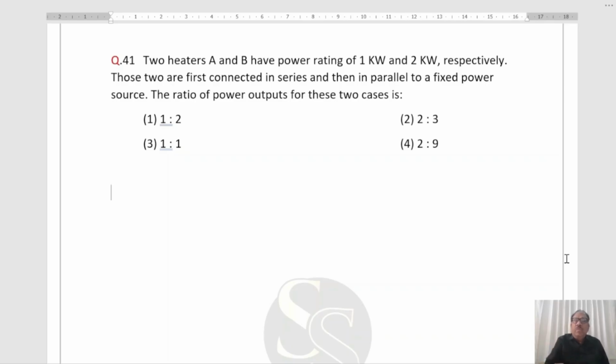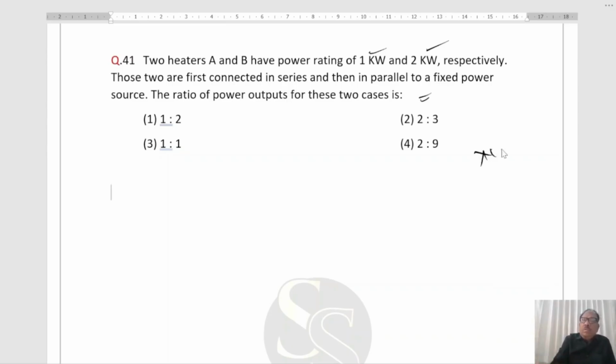Two heaters A and B have power ratings of 1 kilowatt and 2 kilowatt respectively. These two are first connected in series, then in parallel to a fixed power source. The ratio of power output for these two cases is, we have to find the correct answer, right?